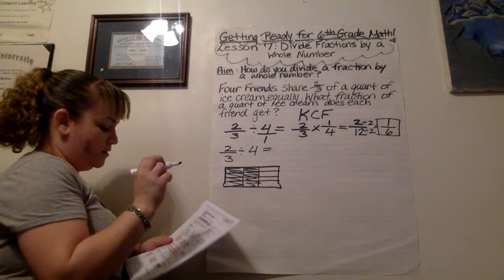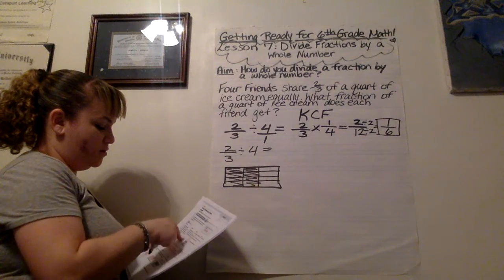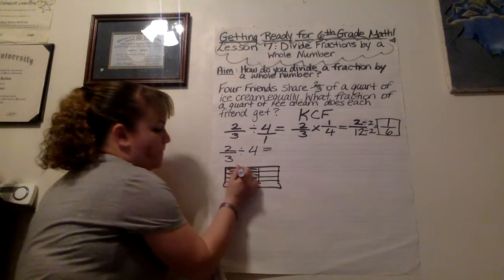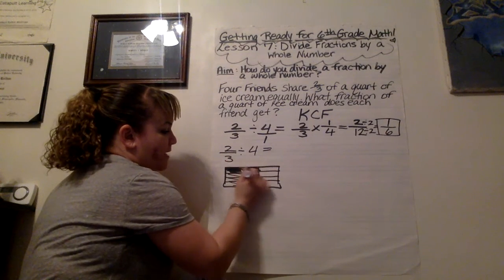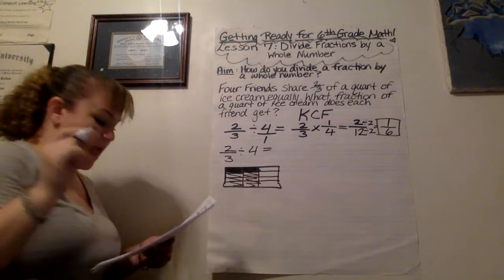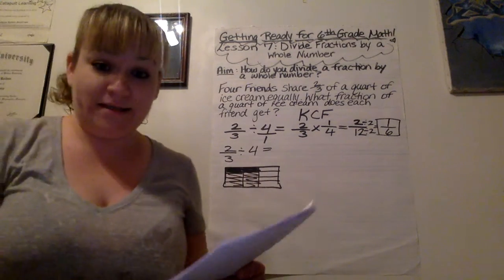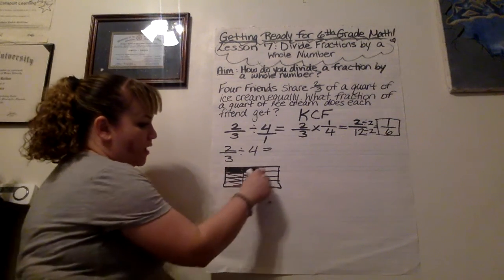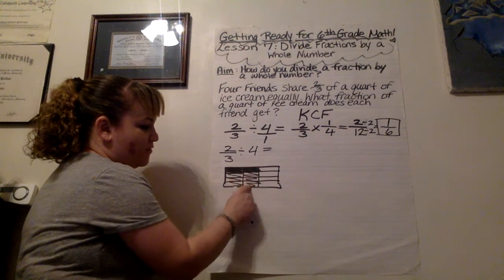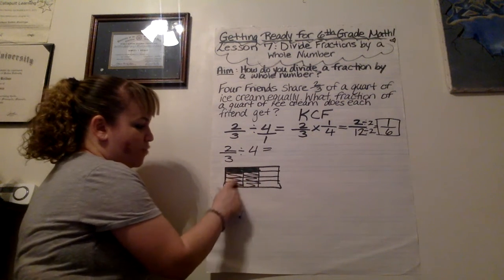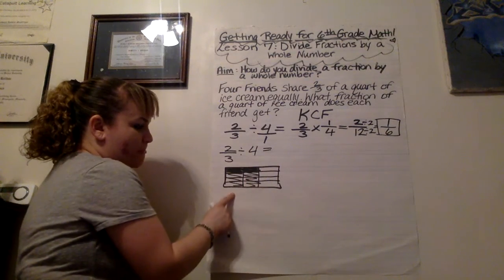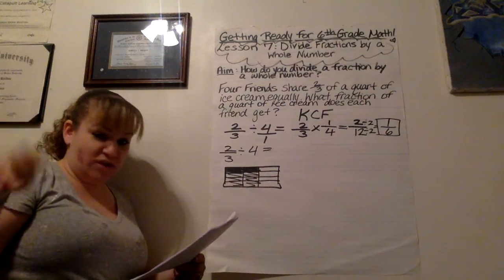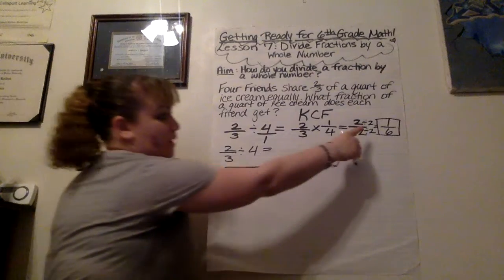So if this is 1, 2, 3, 4. This is what you see on that page. How many is shaded twice? 2 out of 12. Because look, 1, 2, 3, 4, 1, 2, 3, 4, 1, 2, 3, 4. 4, 8, 12. There's 12 altogether. And I shaded twice 2 of them, which is equal to 2/12, like we got here.